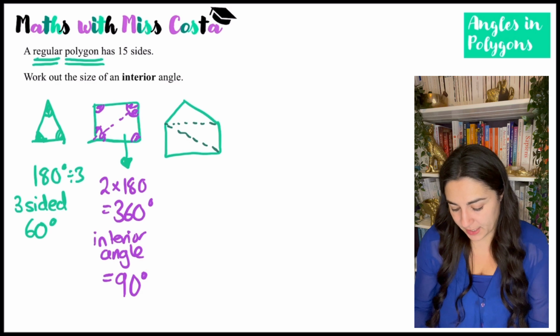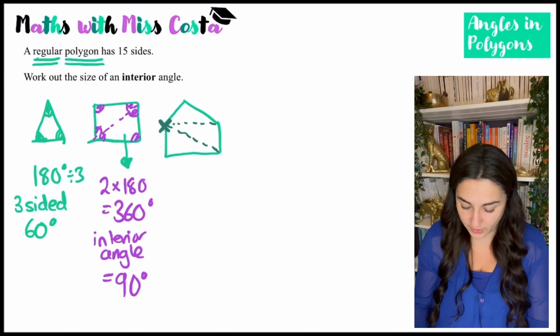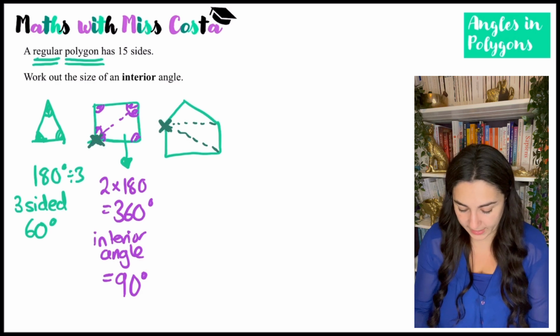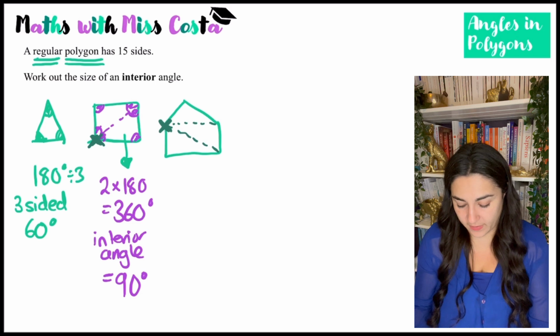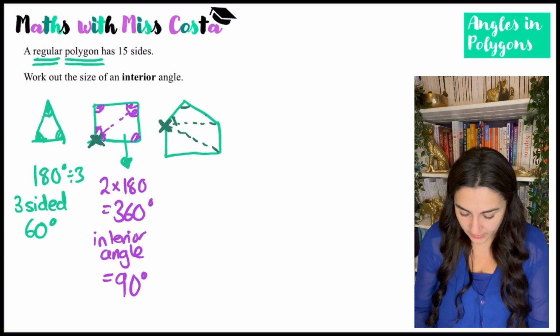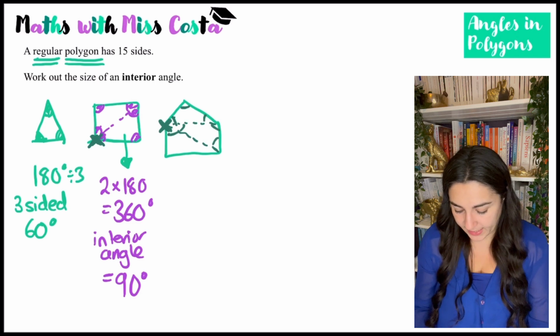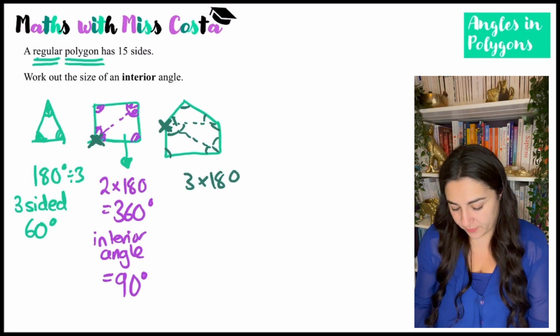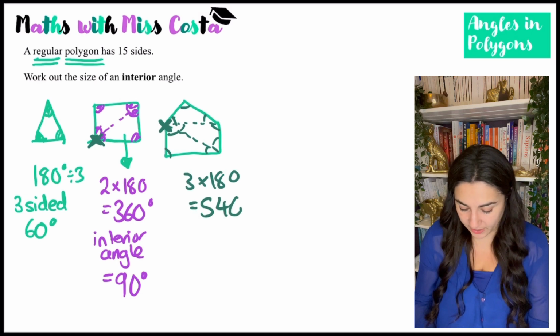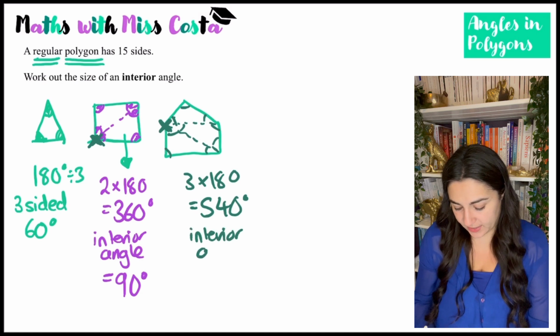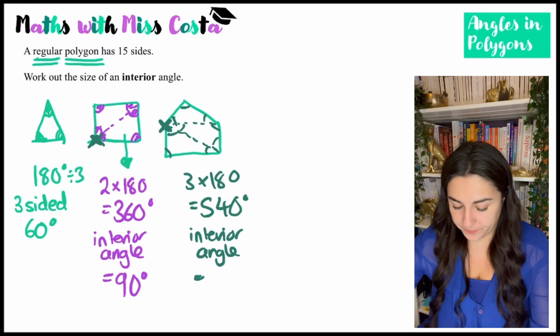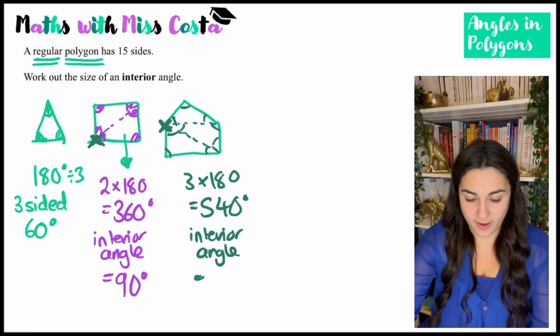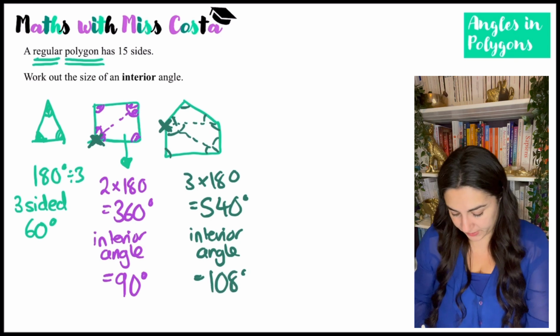So I split my shape up into triangles. And remember, to draw the triangles, you always start from one point and you draw a line to each vertex. So that means there'd be 3 triangles, and in each triangle you have 180 degrees. So you do 3 times 180, which is 540 degrees. And so therefore each interior angle is going to be 540 divided by 5, because there are 5 angles, which is 108 degrees.